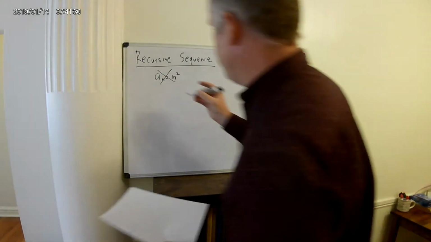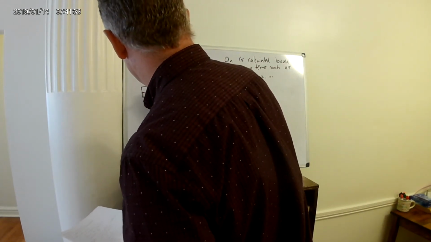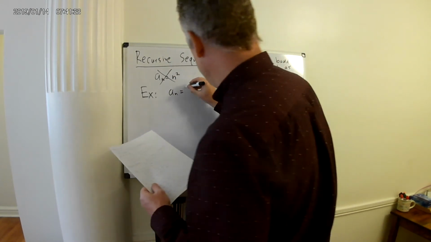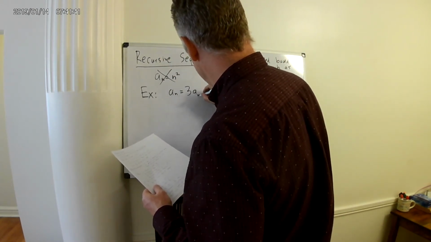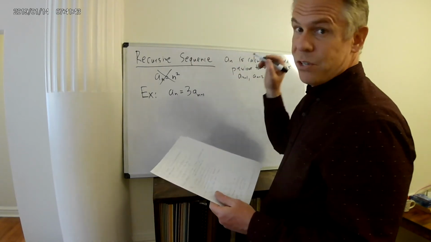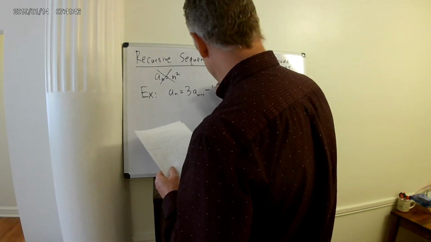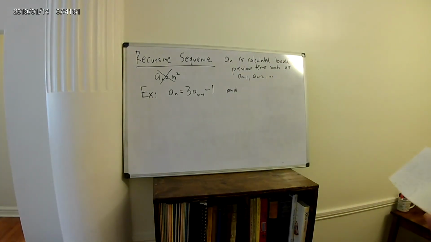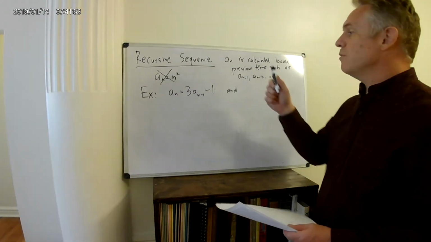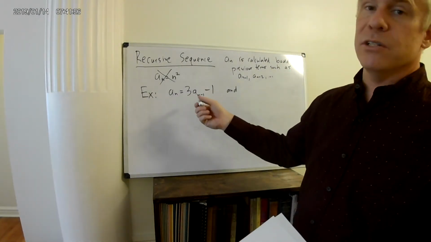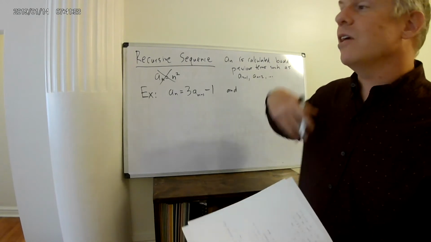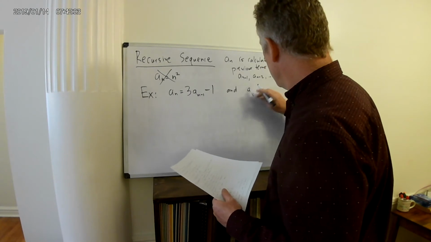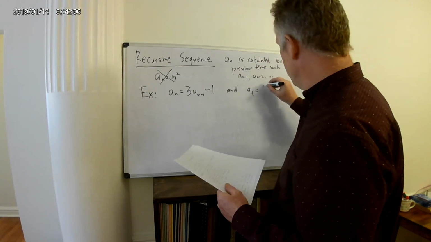Here's a good example of a recursive sequence. This is my sequence: a sub n equals 3 times a sub n minus 1. Now n minus 1 again is a subscript. The thing about a recursive sequence is you need to be given the first term as well. So it's not good enough to be given an equation like this. To get things rolling, you need to be given the first term of your sequence. So you need to be given a sub 1. In this case, a sub 1 is 1.